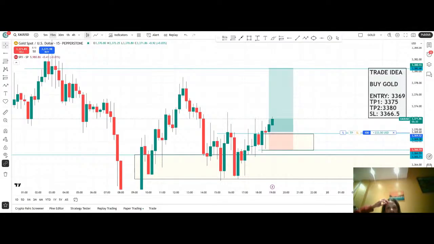Come on, gold. Let's go now. Okay, so the owl setup, sorry, the owl is the setup on my mind. The owl candle is closed now. It's 7 and it closed bullish.